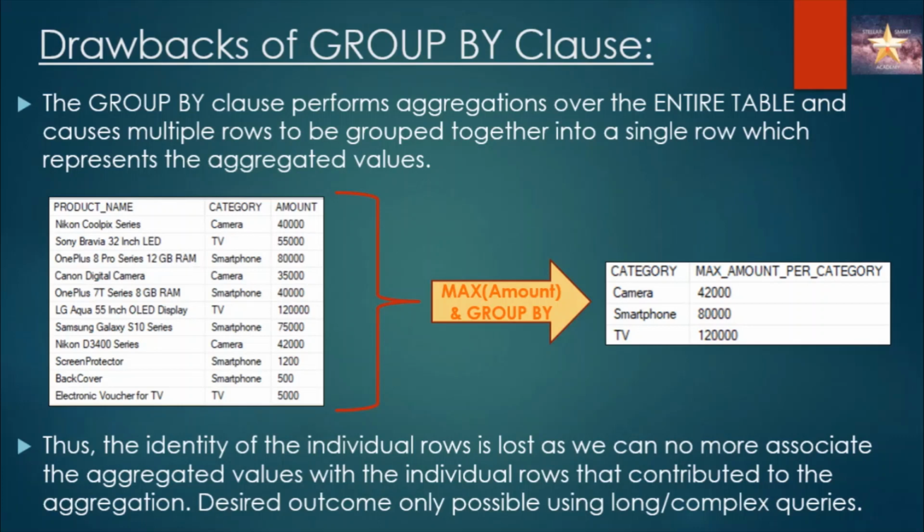In the current example, as you can see, we are trying to find the maximum amount for each category of products sold. But if you see the result, we get only 3 rows instead of the 11 rows. If I want to associate this maximum amount with every row of my input data, I need to perform some really complex and long workarounds by writing very complex queries in group by.